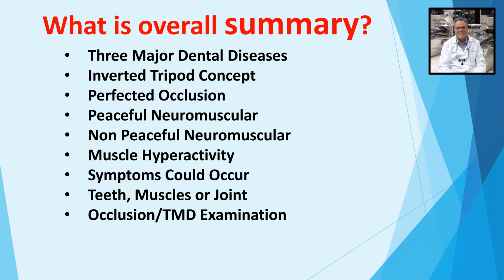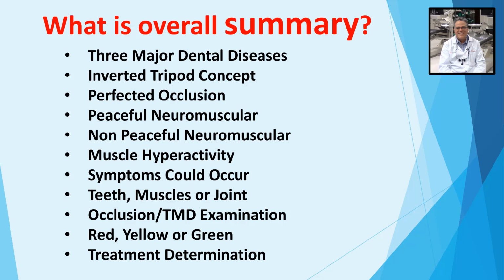And so a new patient comes, and we identify through an occlusion examination and make a diagnosis. And then we use that data that we gathered in order to categorize our patients into red, yellow, or green so that then we can come up with a treatment determination and what to do if treatment is necessary.